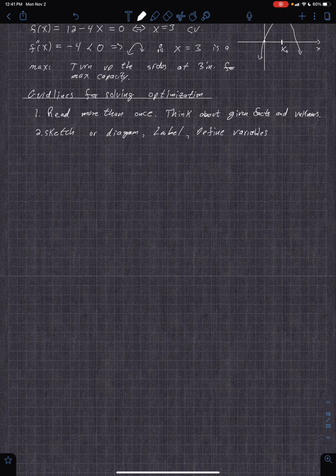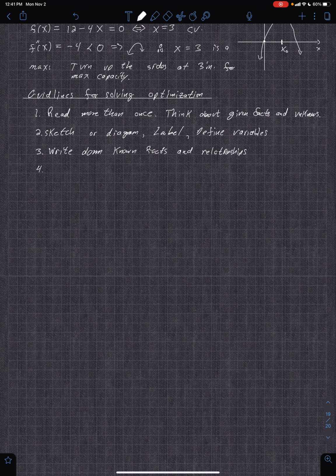Number three, write down known facts and relationships. So write down things like the area of a circle, that kind of stuff. Write down known facts and relationships, like how one variable is related to the other, whether one is 2 times the other, that kind of stuff.